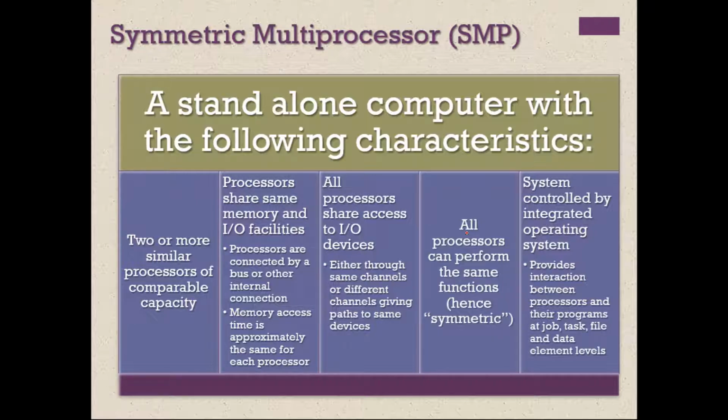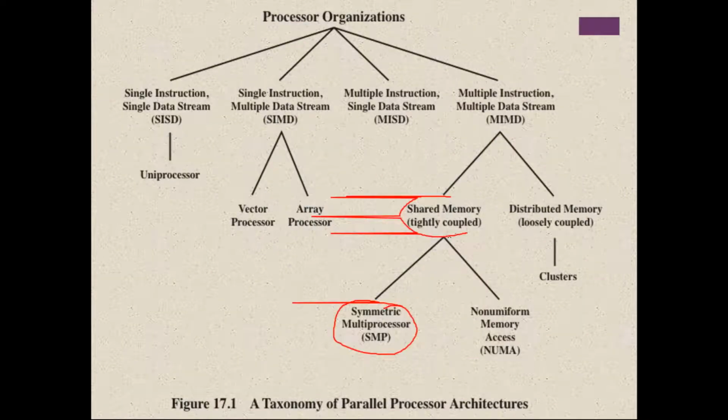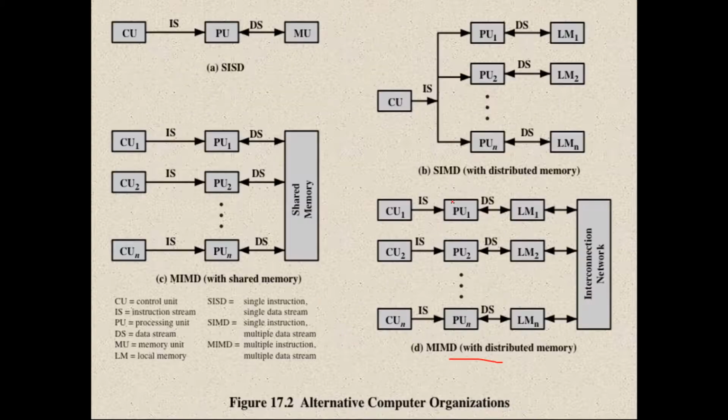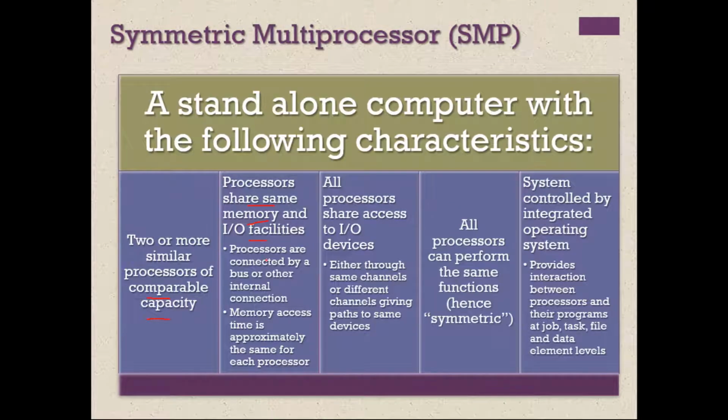In a symmetric multiprocessing system, we have two or more processors with comparable capacity. That is, their performance level will be more or less the same. Processors share the same memory because it comes under the shared memory concept. So all the processors will share a common memory. Processors are connected by a bus or other internal connections. Memory access time is approximately the same for each processor. All the processors are going to access the common memory, so the memory access time will be more or less the same for all the processors.